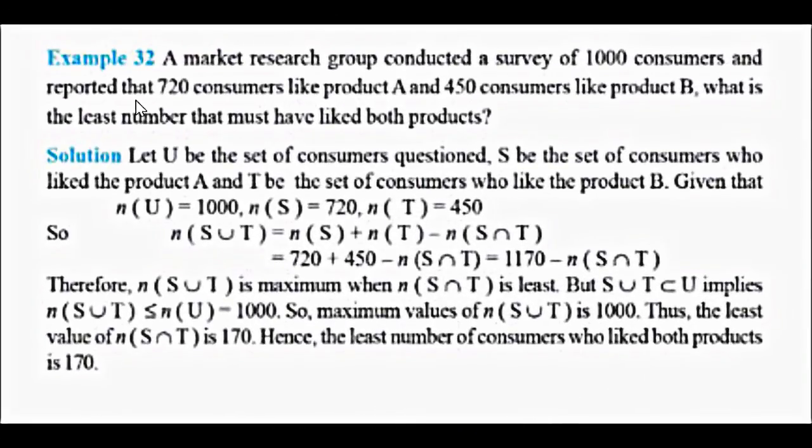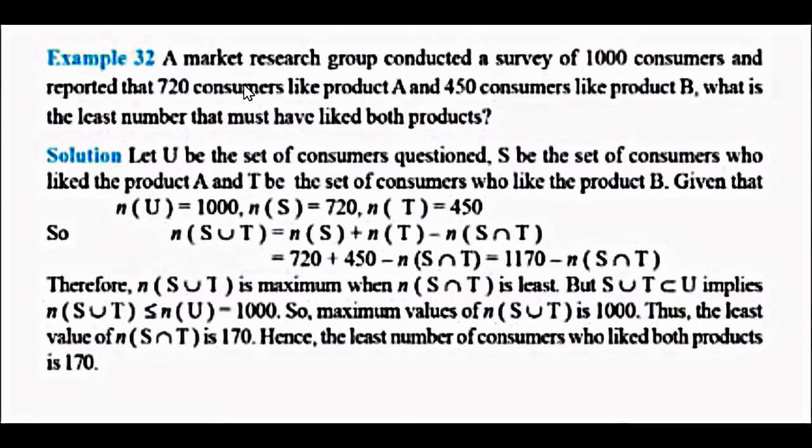So let us continue. We are on example 32. A market research group conducted a survey of 1000 consumers, and it reported that 720 consumers would like product A and 450 like product B. So what is the least number that must have liked both products?